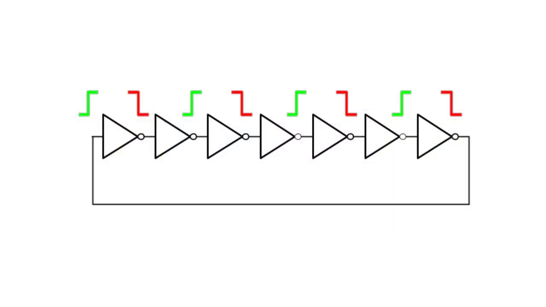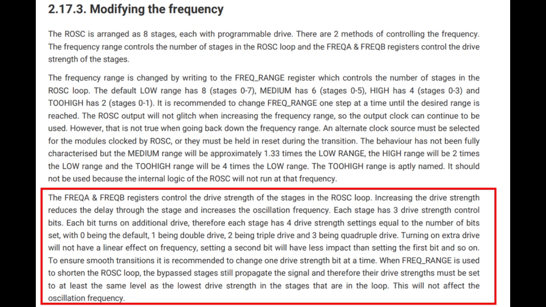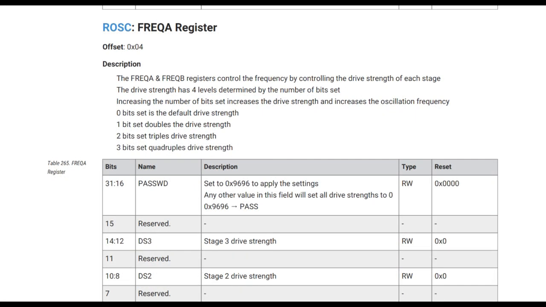The ring oscillator frequency can also be modified by adjusting the drive strength of each stage. Going back to section 2.17.3, we see that there are two registers, FREQA and FREQB, that control the strength of each of the 8 stages in the ring oscillator. The greater the drive strength, the higher the oscillation frequency. Let's look at demo 3.